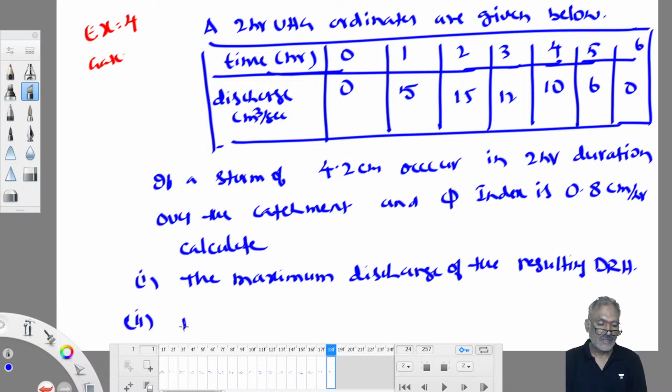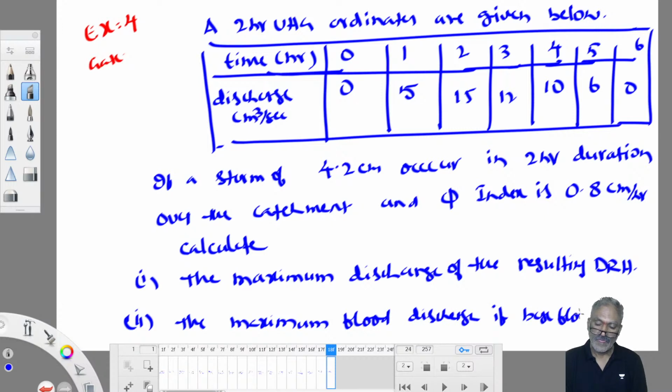Second question, the maximum flood discharge, if base flow is 7 meter cube per second. That was the question. Come on, if you solve this question, I can understand that you got full idea of the subject, this topic.